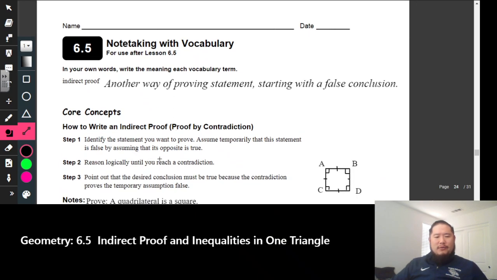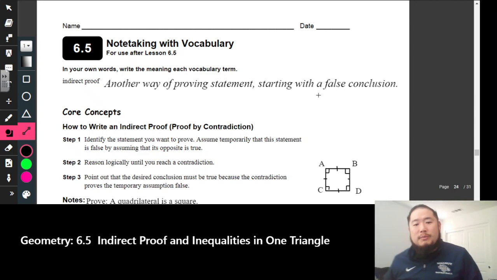So we have three steps right here in writing an indirect proof. Step one says, let's identify the statement you want to prove. We'll assume temporarily that this statement is false by assuming that the opposite is true, just like the example I gave you. Step two, reason logically until you reach a contradiction. So I started listing all these things, and every reason I'm giving contradicts my temporary assumption. So then at step three, we point out that the desired conclusion must be true because the contradiction proves the temporary assumption is false.